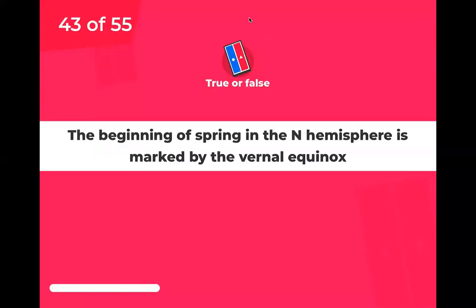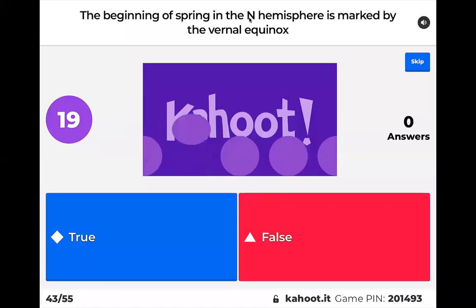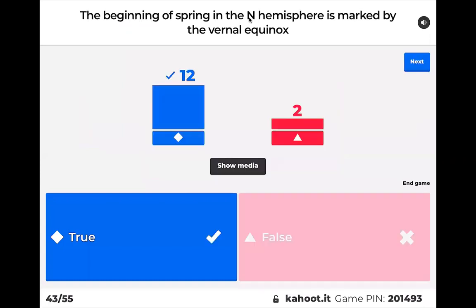The beginning of spring in the northern hemisphere is marked by the vernal equinox. So you need to know your words. Vernal equinox, is that true for the spring in the northern hemisphere? It is true.